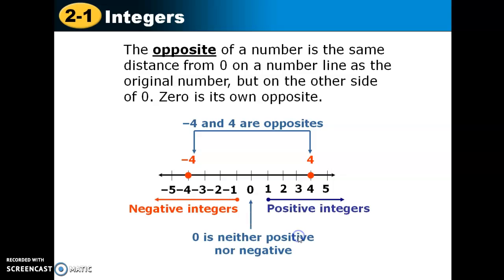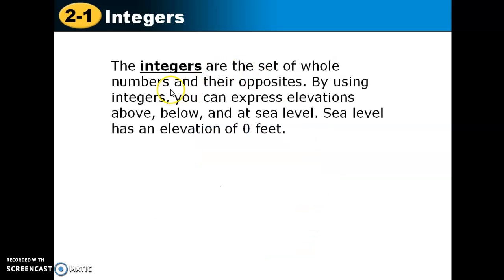Now we're going to talk about what an integer actually is. I don't really like this definition, but if you want to write it down, it's okay. Your book calls integers the set of whole numbers and their opposites. I like to call it the set of positive and negative whole numbers. I think it makes a little more sense to say it that way. So I would write down: all positive and negative whole numbers are integers.